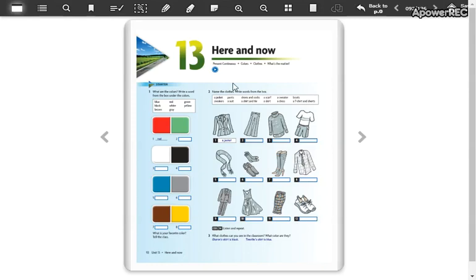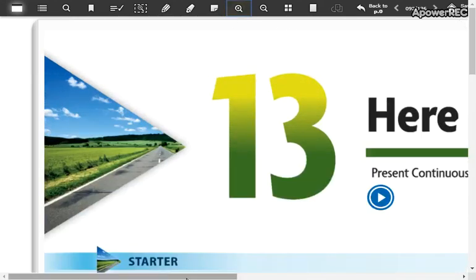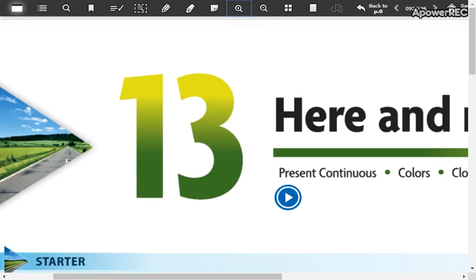Well, today we are going to work with unit number 13. We are starting this unit. The title of this unit is Here and Now. Yesterday, we did the grammar of the present continuous.